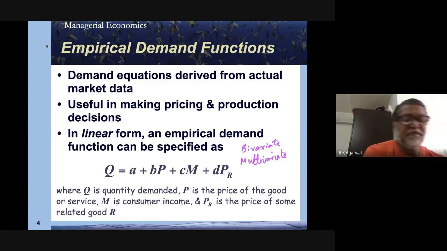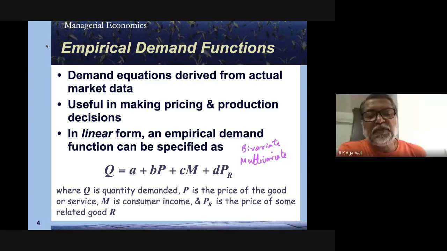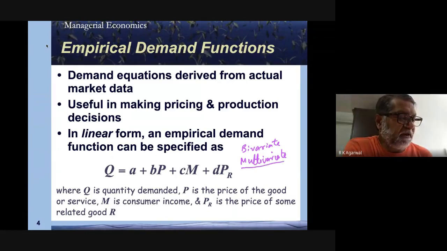If you have bivariate, it means you are dealing with only 2 variables, demand for a certain product and the price of that particular product. But if you have multiple variables like income of the consumer, like price of related product, then it becomes multivariate analysis.